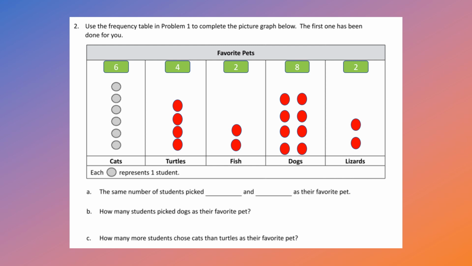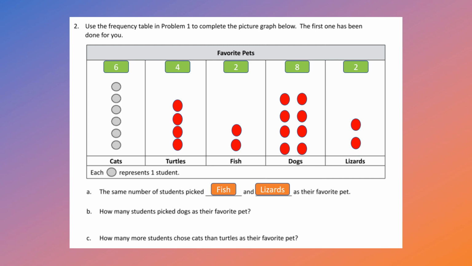So question A says, the same number of students picked blank and blank as their favorite pet. So what 2 categories have the exact same numbers? That's right, fish and lizards. Both categories have 2 students that picked them as their favorite pets. So you're going to write fish in the first blank and lizards in the second blank.